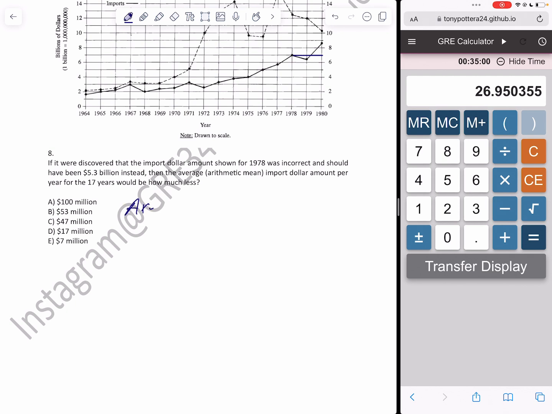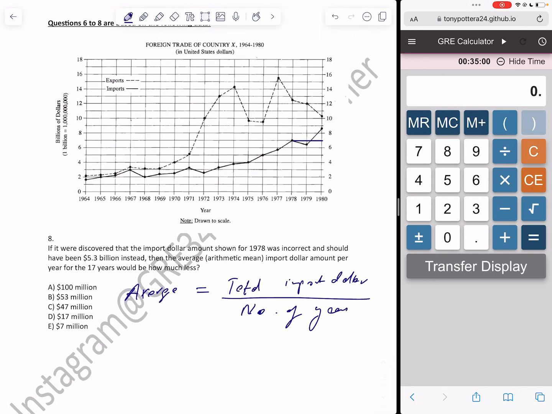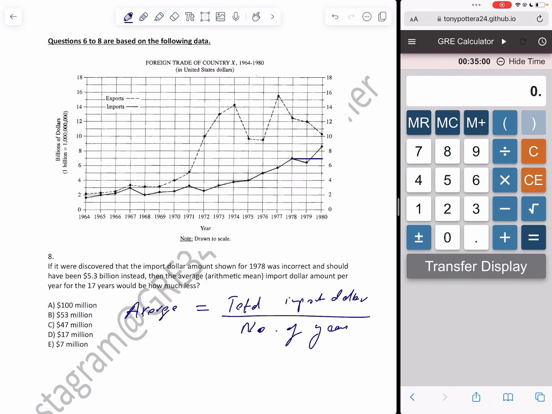So the average, we'll calculate it by total import dollar amount over number of years. This would be the average. So we need to calculate the total import dollar amount for 17 years using the incorrect value of 7 billion and the new correct value of 5.3 billion. Find the average and then see what the difference between the two averages would be.